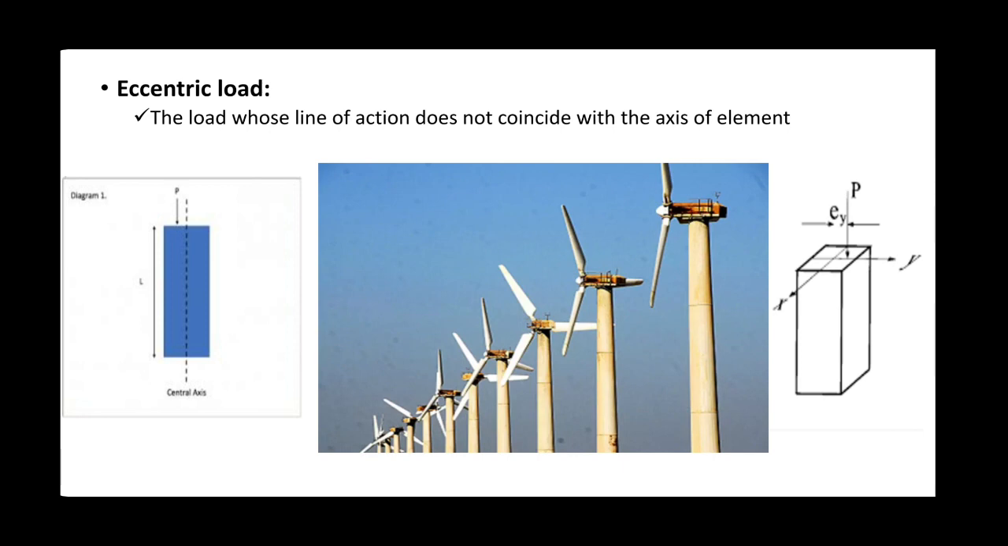The load is applied some distance away from the axis of the part. It means the load which is acting away from the axis, and that distance is denoted by small letter E, for eccentricity, eccentric load, because that load never matches the axis or center of the part. The force acts away from the axis of the part, so there is some eccentric distance. So, my dear students, eccentric load means the load whose line of action does not coincide with the axis of the element.